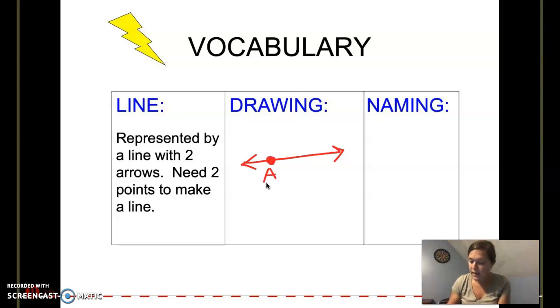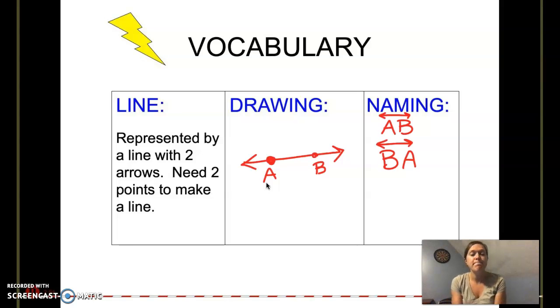So here is point A and here is point B. If I needed to name this line, this is what I would write. I would put those 2 points next to each other, A and B, and then I would put a line symbol above, which is exactly what we drew on the left: a line with 2 arrows on both ends. I could technically rearrange the order and call it line BA. It still would be the same exact line.